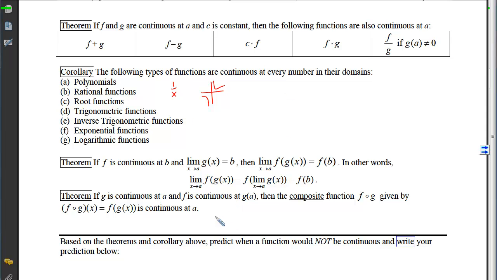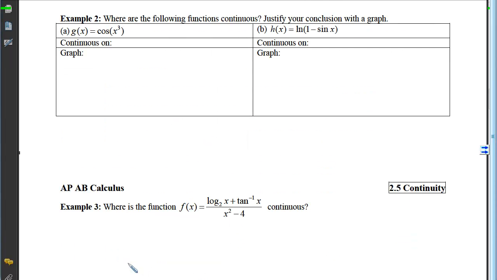So based on these theorems and corollary, I would like you to predict when a function would not be continuous and then write down your prediction right here. Hopefully you saw the relationship between continuity and the domain of a function, and you realize that discontinuities occur only at problems in the domain or at joints on a piecewise function.